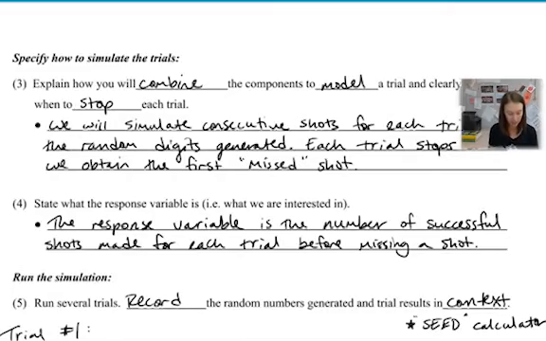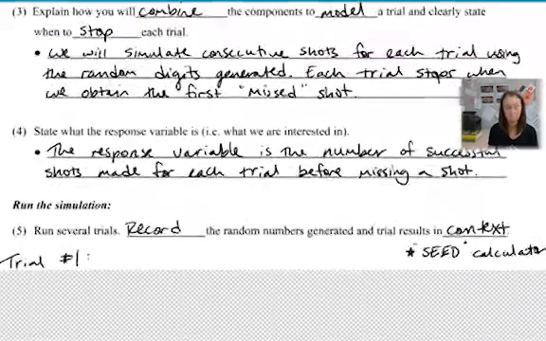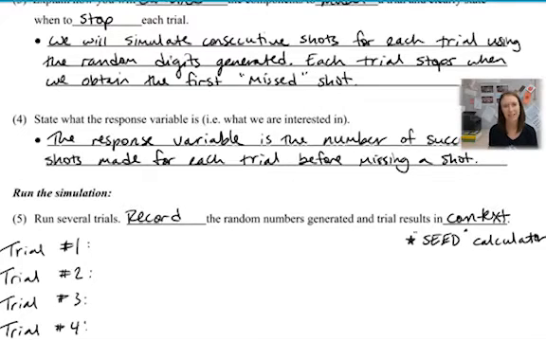And the last piece here, state the response variable. So what are we recording? What did they ask us to find? They asked us to find how many successful shots she can make in a row before missing. So the response variable is the number of successful shots made for each trial before missing.